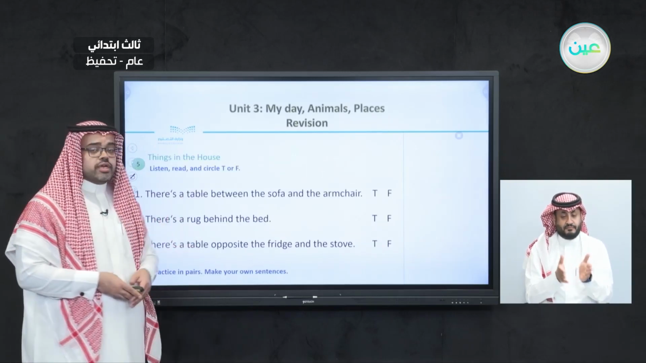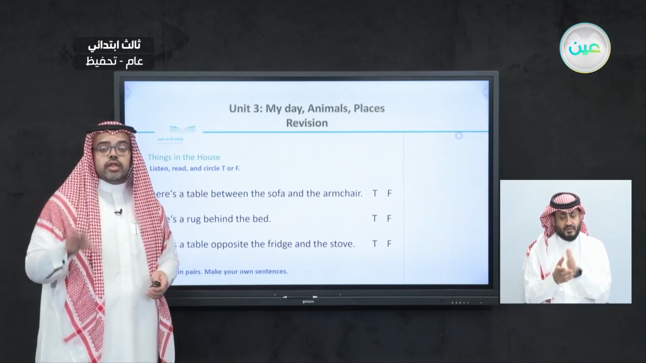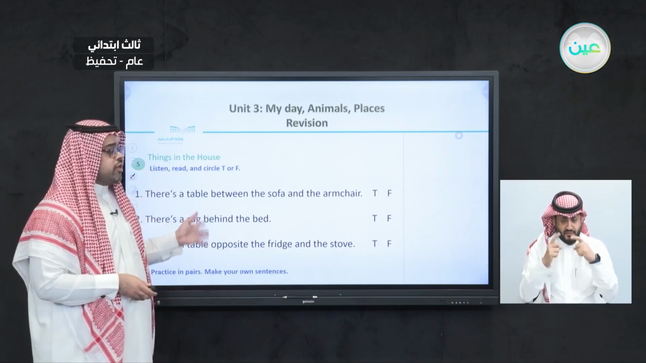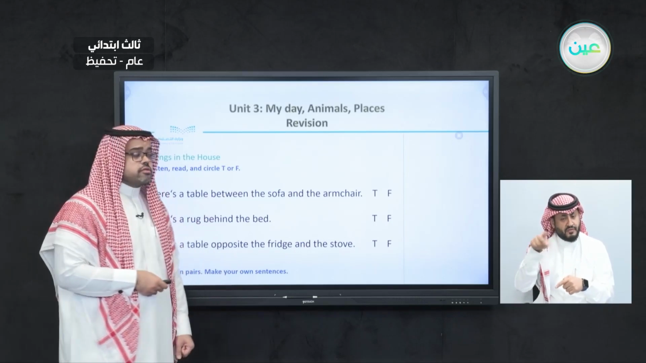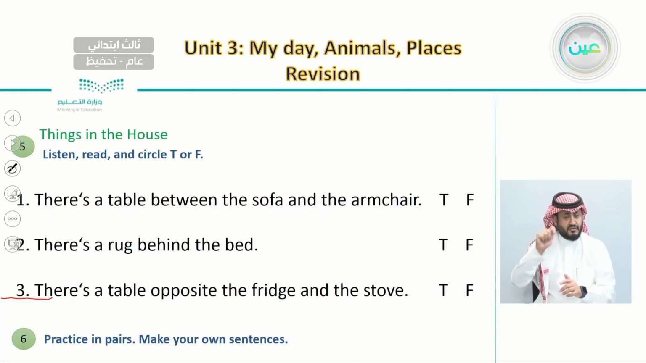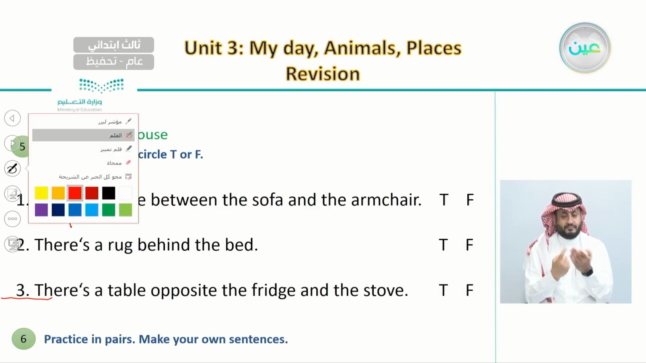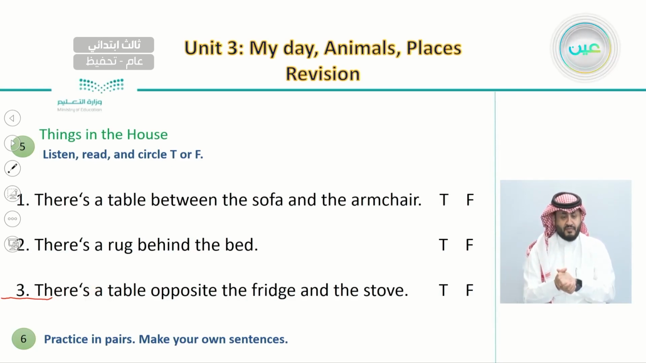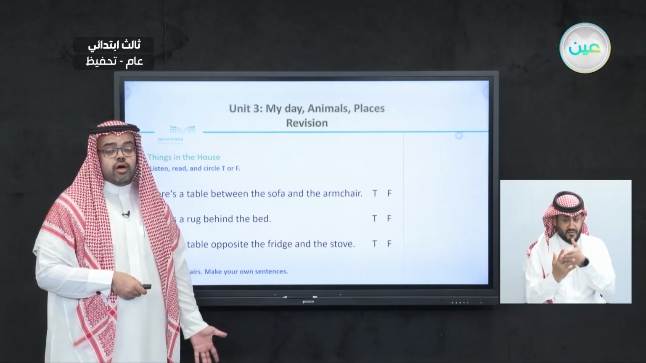And after this, we said that you can have a look at the things you have on your page, the pictures, and then you can answer these sentences. For example, listen, read, and circle T or F. The first one, there is a table between the sofa and the armchair. So can you see that there is a table between the sofa and the armchair?